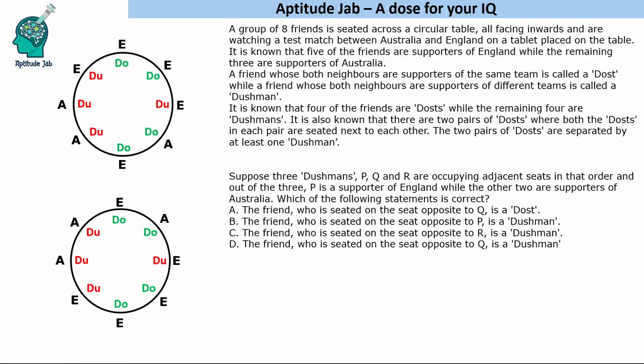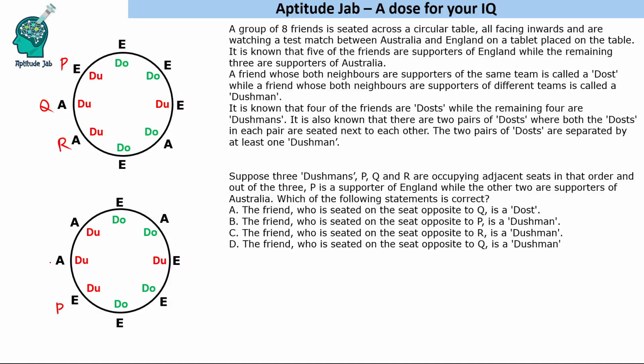Suppose three dushmans P, Q, R are occupying adjacent seats in that order, and out of the three, P is a supporter of England while the other two are supporters of Australia. Which of the following statements is correct? So there are three people P, Q, R. All three are dushmans. And P is a supporter of England, the other two are supporters of Australia. Where do we see three dushmans? Here. So P is a supporter of England, so P will be this, and Q and R are seated in this order. It is not saying left to right or right to left. It means P should be the England supporter, and the other two in order are Q and R.